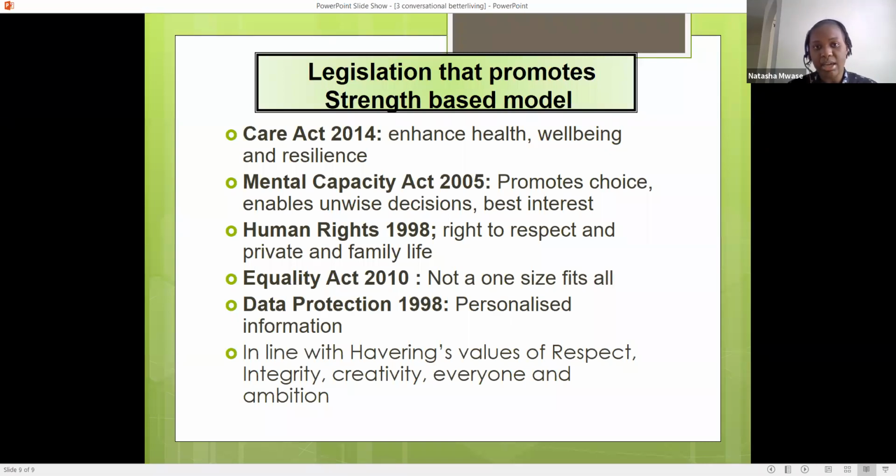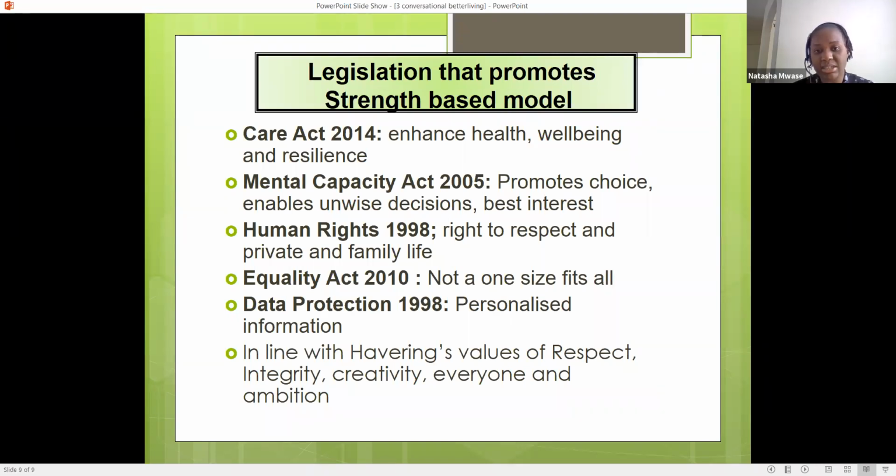Just to end my presentation, I've put some legislation that supports our strength-based model. So part of it is the CARE Act, which was explored by my colleague Noreen. The Mental Capacity Act, which promotes choice, and it enables people to also make those decisions that we or other people may see as unwise decisions, but it's there for us to ensure that we respect people's decisions.